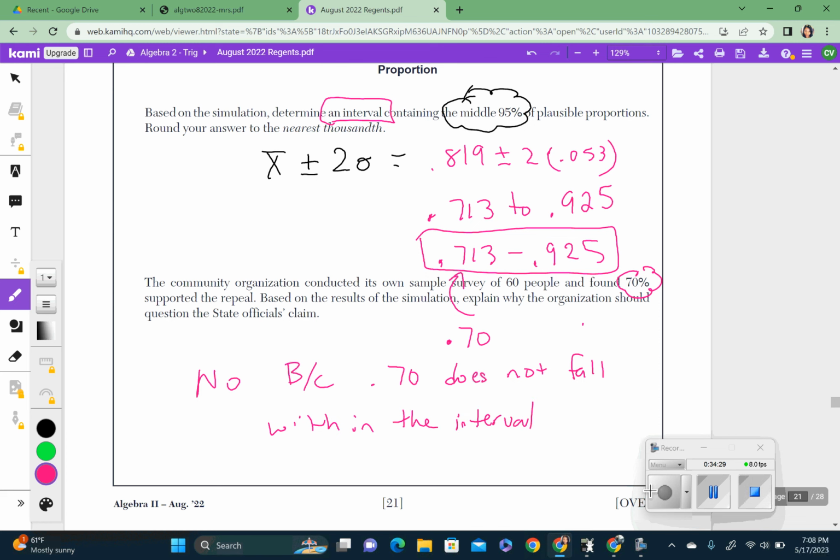And forgive my chicken scratch, okay? That is question 36. We're almost done.